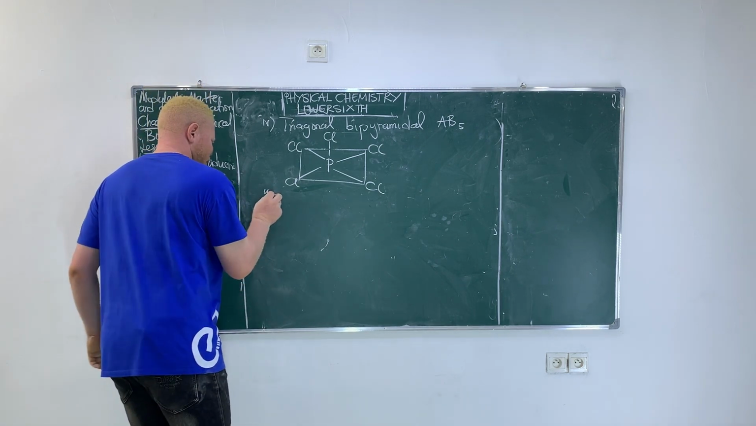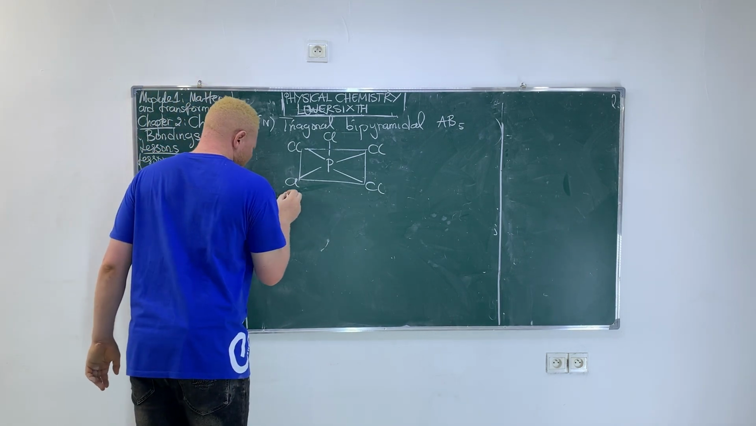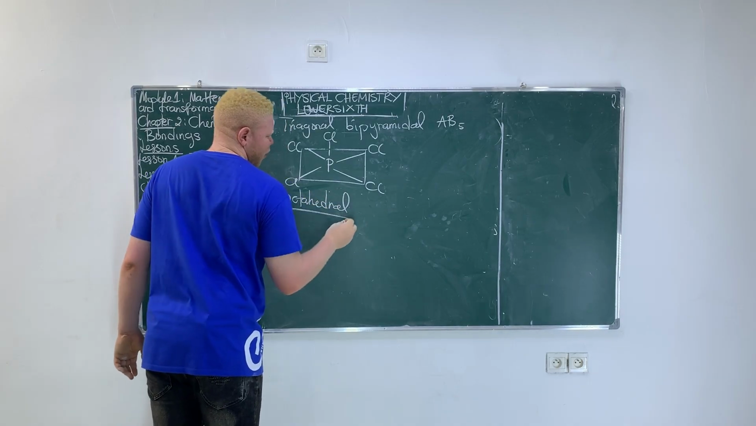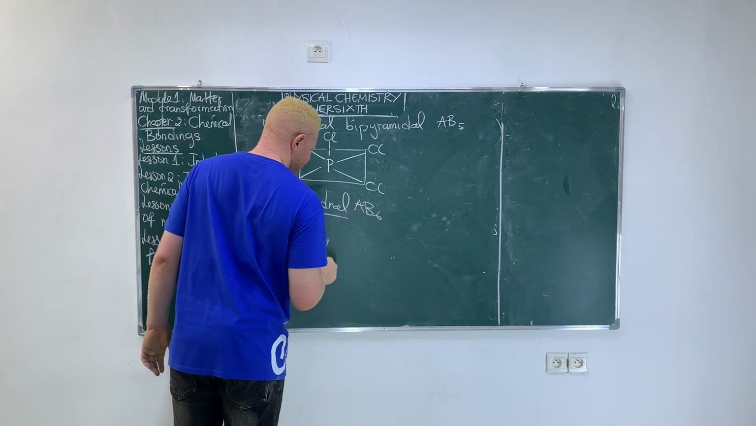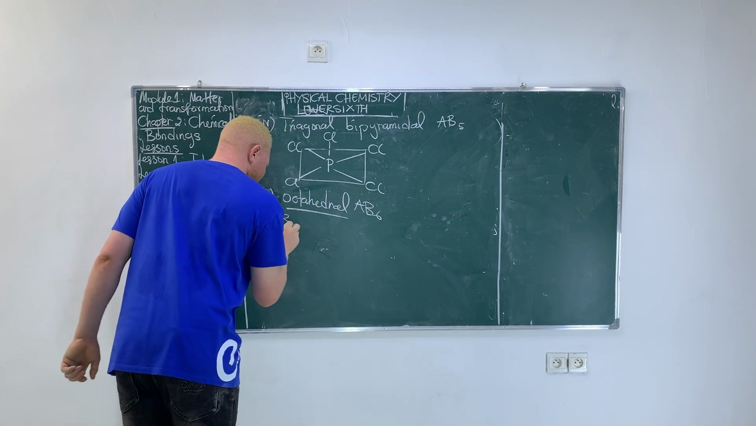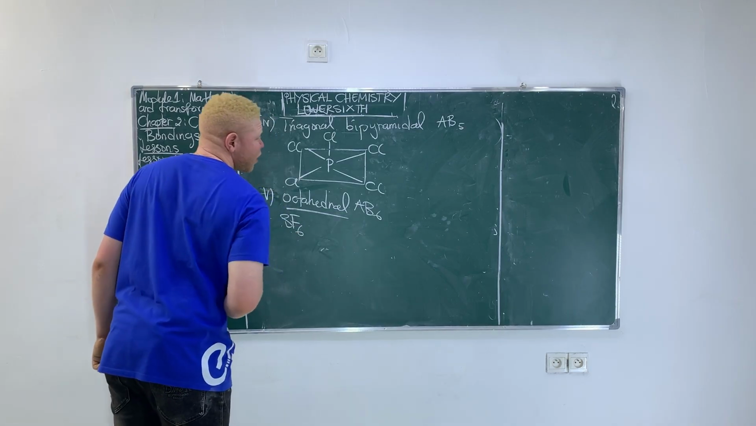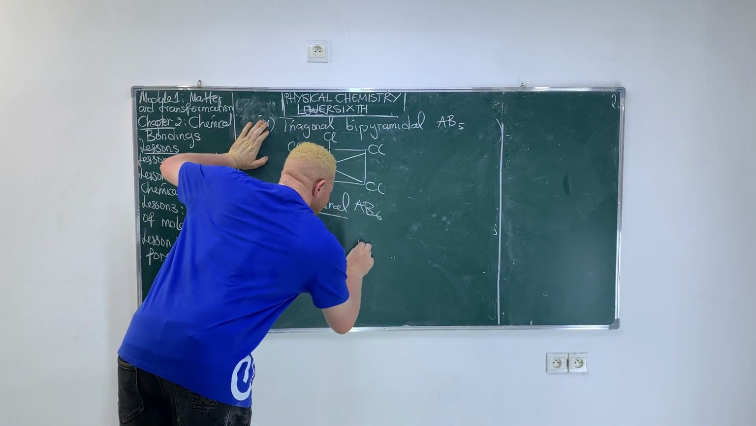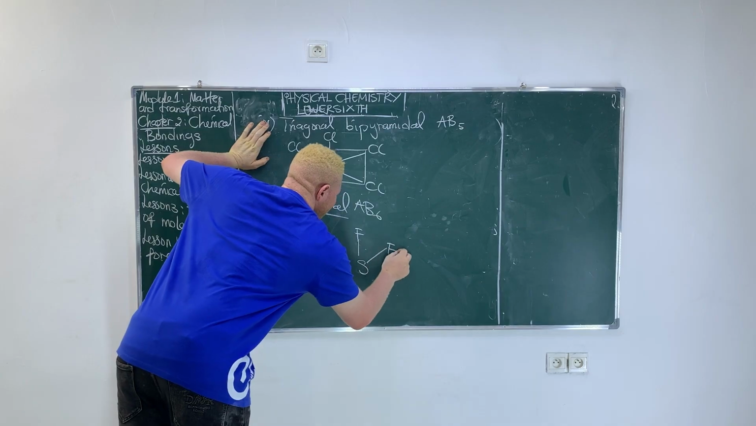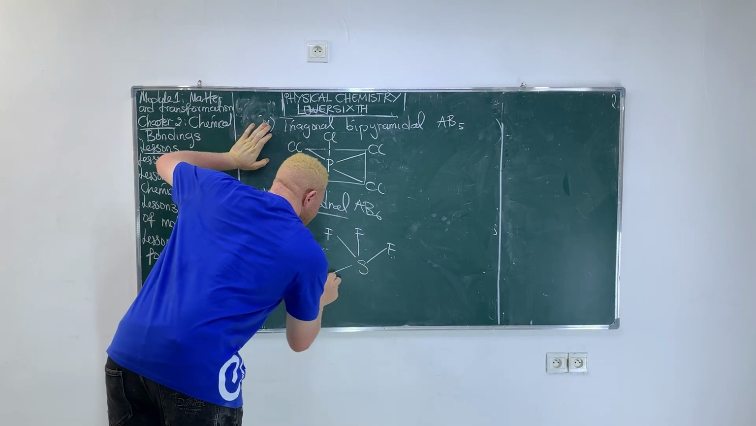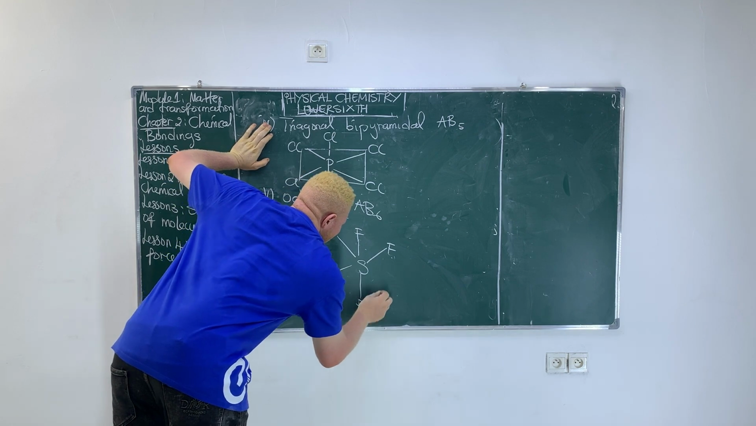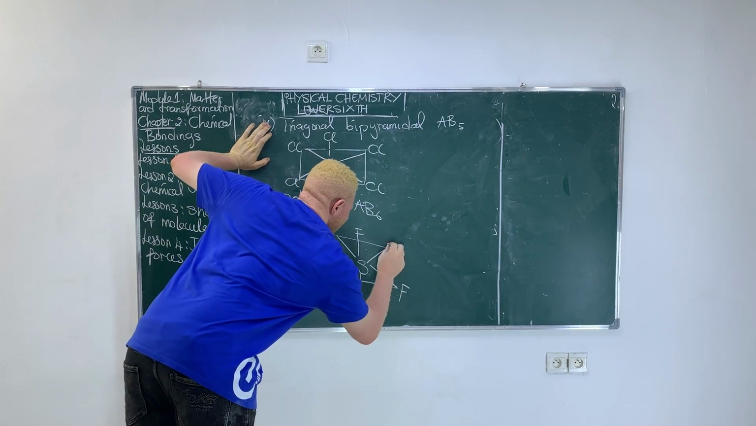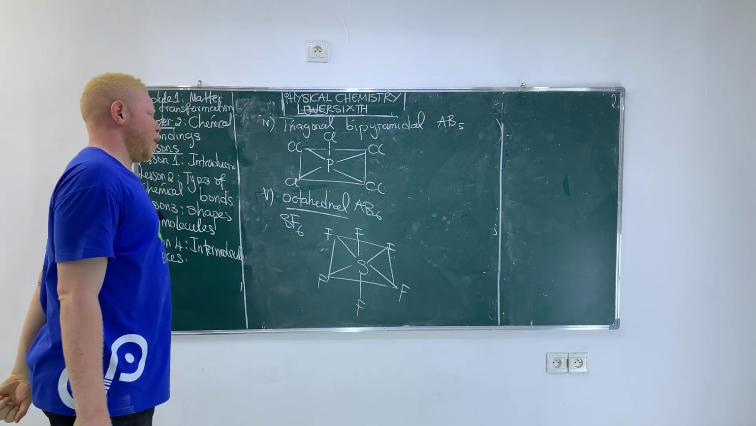We can have our last molecule, 1, 5, octahedral. So they form AB6. We can have sulfur hexafluoride. We have the molecule of sulfur hexafluoride: sulfur, fluorine. So that is sulfur hexafluoride.